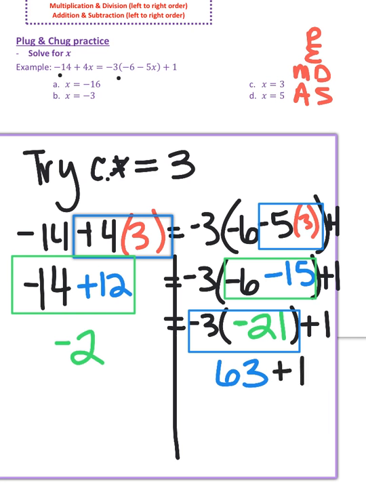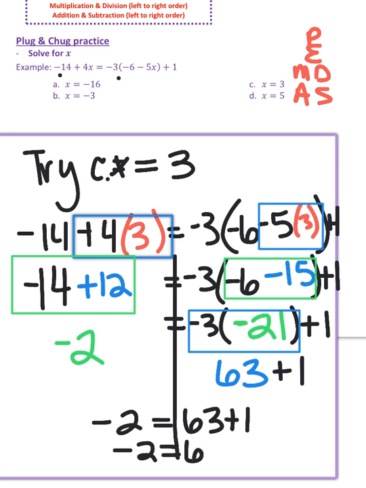So let's just stop and look at the problem as of right now. It looks like it says negative 2 equals 63 plus 1. All right, so it's getting a little weird here because those don't seem to match up. If I have a negative 2 on the left-hand side and I go ahead and add 63 plus 1, that gives me a 64. Is that true? Does negative 2 actually equal 64? And no, it does not.